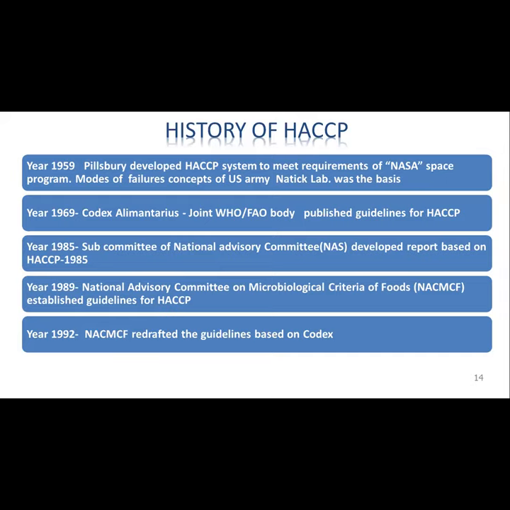So let's come to the history of HACCP. In 1959, Pillsbury developed the HACCP system to meet the requirements of the NASA space program. The modes of failure concept of the US Army Natick Lab was the basis. In 1969, the Codex Alimentarius, the joint WHO FAO body, published guidelines for HACCP. In 1985, a subcommittee of the National Advisory Committee developed a report based on HACCP. In 1989, the National Advisory Committee on Microbiological Criteria for Foods established guidelines for HACCP. In 1992, NACMCF redrafted the guideline based on Codex.